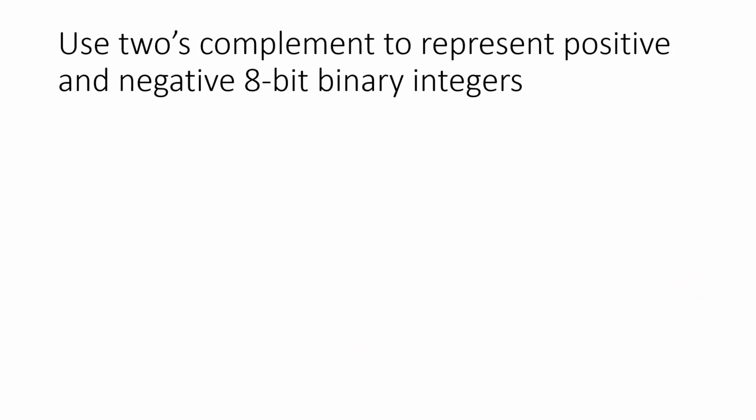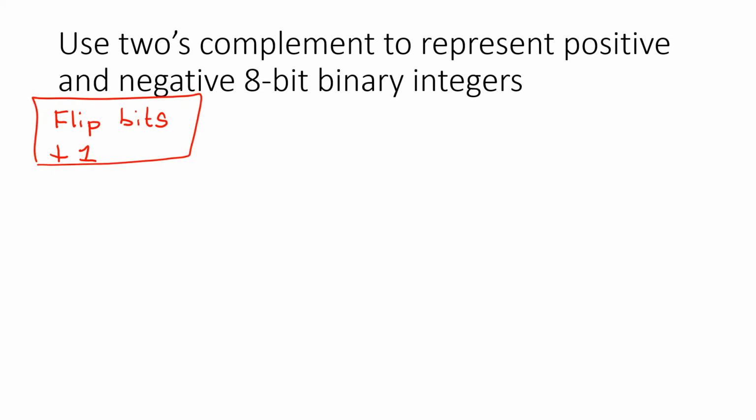Okay, using 2's complement to represent positive and negative binary integers. So there's a rule you have to do here. You have to flip the bits, and then add 1. That's the rule here.